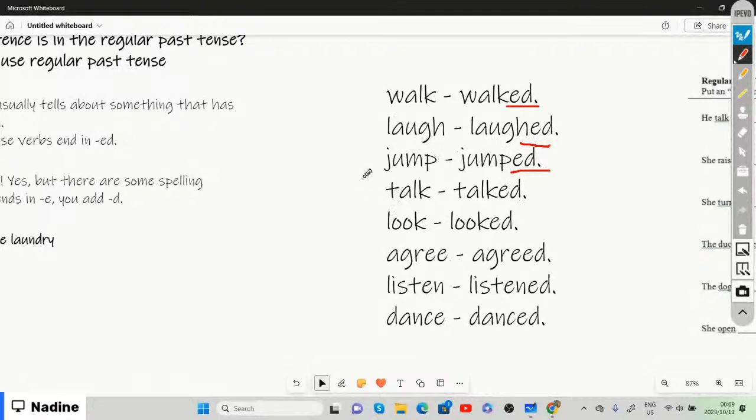I talked to my teacher. Talked. And then we have look. Look is something that you're doing now. But in the past tense, you can say, I looked for you. And there we have our word looked, and it ends in ed.